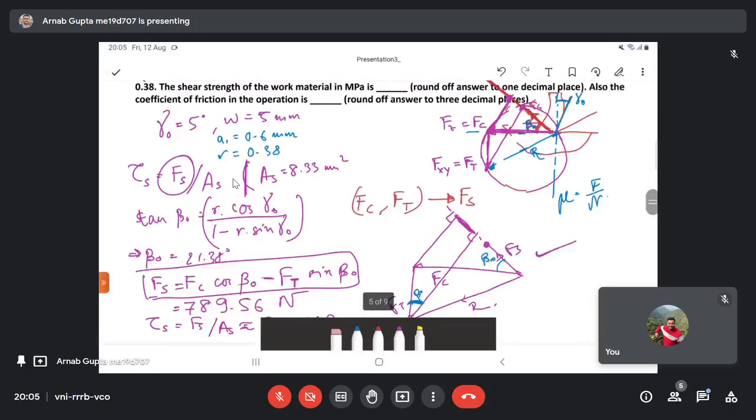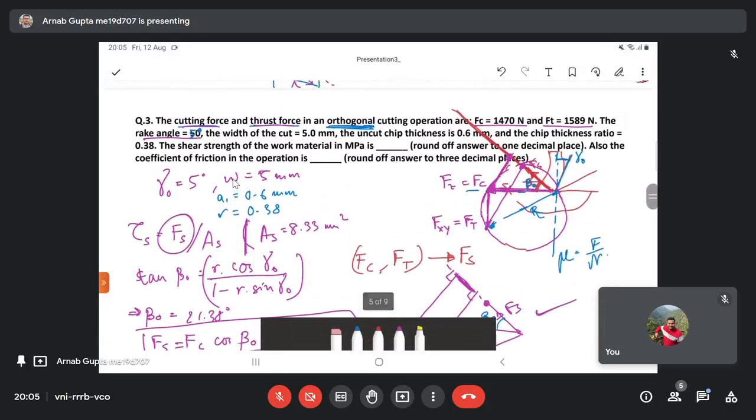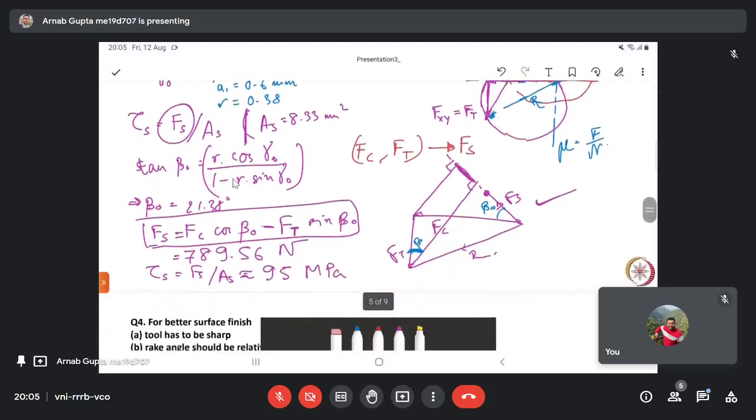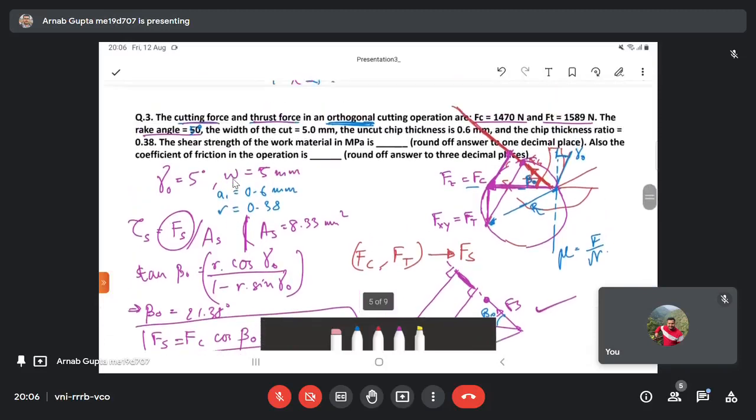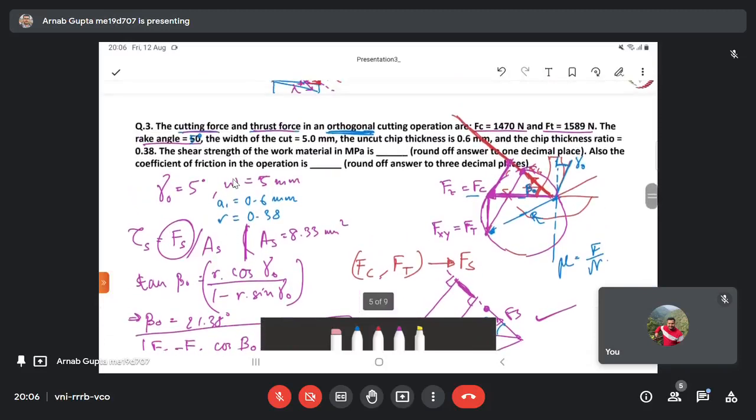Oh, so there's a second part to this question. What is also the coefficient of friction in the operation? How do you find the coefficient of friction? See, there are three angles: one is the rake angle, orthogonal rake angle, rather, one is the shear plane angle, and the third is the friction angle. These are the three angles associated with the Merchant circle diagram. In this particular problem, you have two angles as known, beta naught and gamma naught. You have to find out eta.